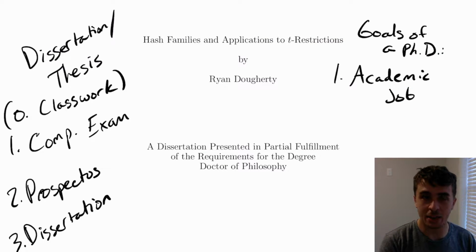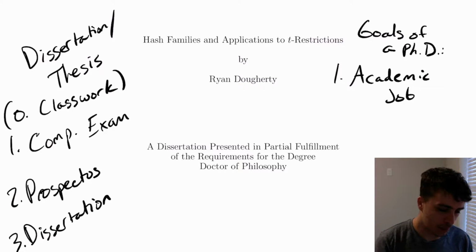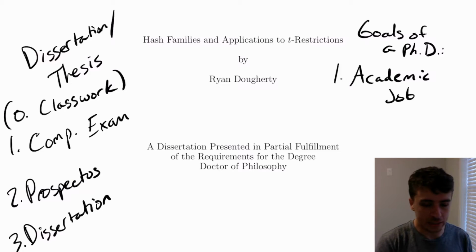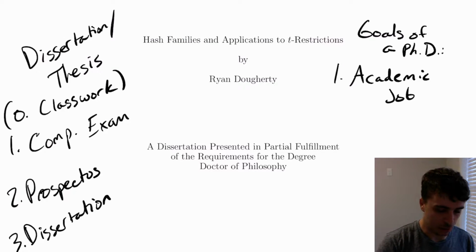But if you want to get an academic job, you have to get a PhD, pretty much. There's no university that I know of where you can be a professor and not have a PhD now. So if you want to be a professor, you have to get a PhD. That's pretty much required. Okay, is there anything else that I want to say? Not really. So these are the things associated with a PhD.